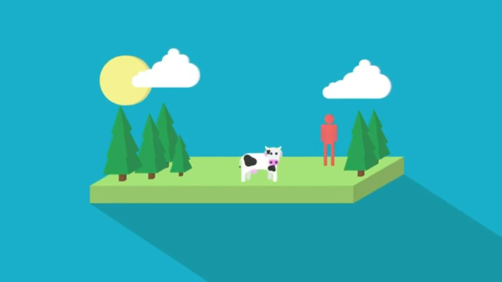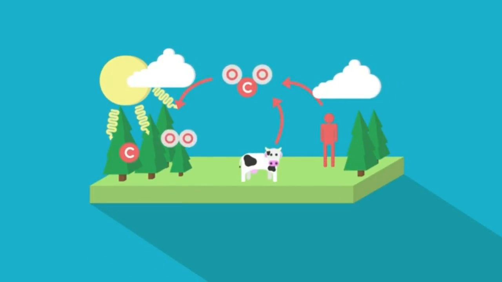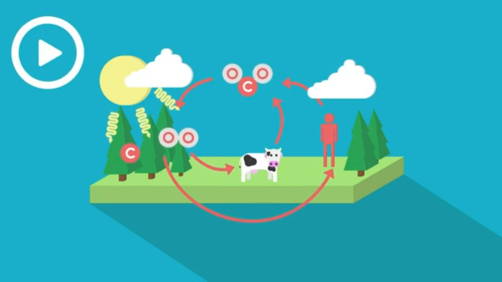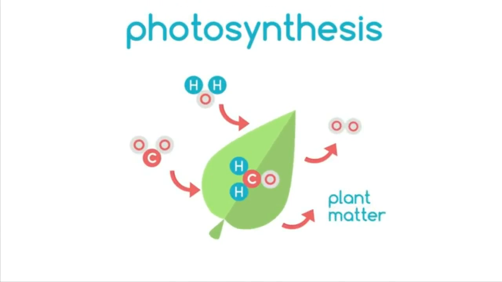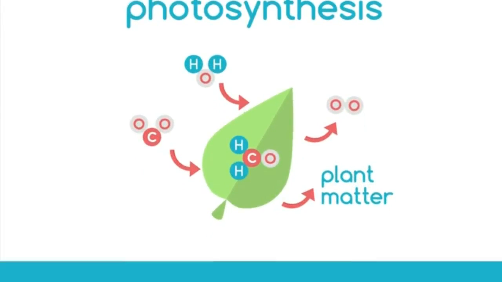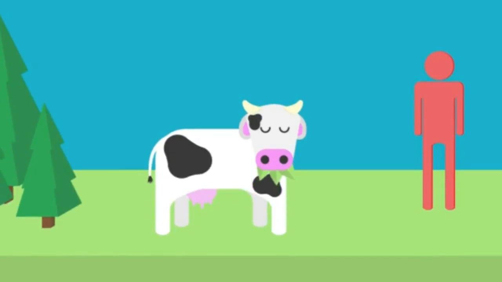Can you remember what the process is called where plants capture carbon and give off oxygen? Pause the video whilst you think. Did you remember that this process is called photosynthesis? The carbon is used to build up new plant material. Animals eat the plants or other animals to build up their bodies.